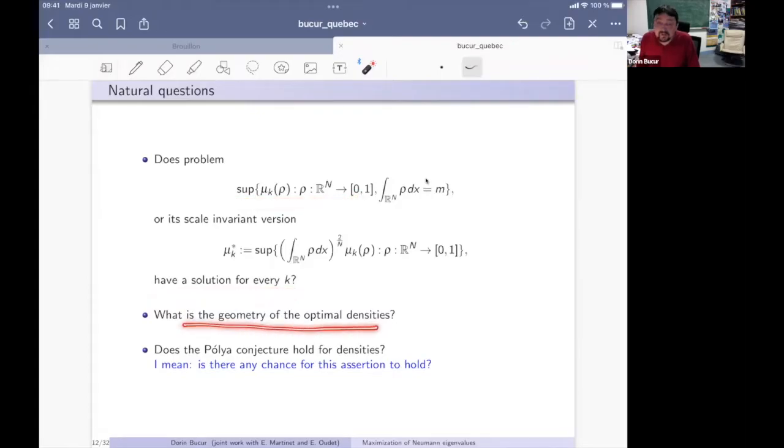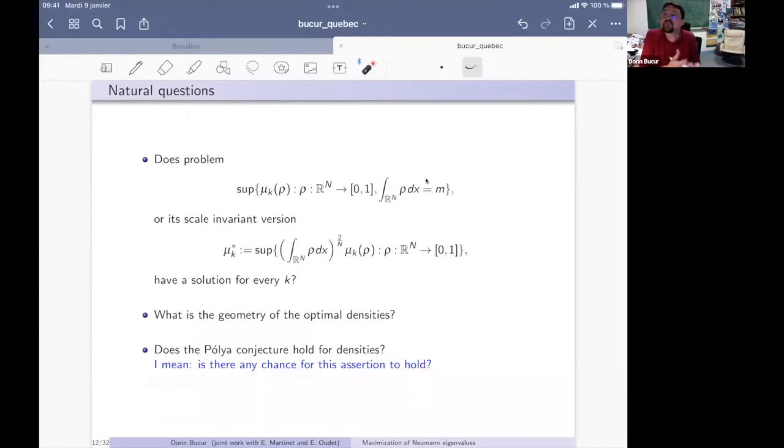Second, of course, if we know that an optimal density exists, what is the geometry of the optimal density? And why not wonder whether or not the Pólya conjecture could have a chance to hold on densities? Well, why not? So it's a question.